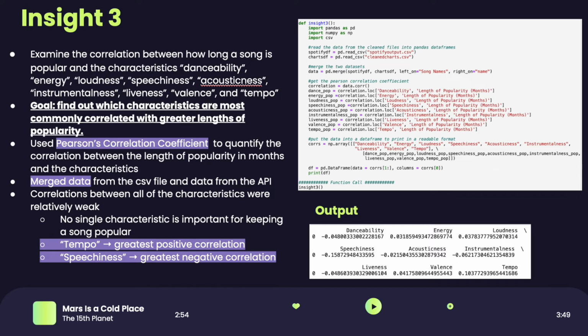All of these correlations are relatively weak, but when we look at the extremes, we can see that tempo had the greatest positive correlation and speechiness had the greatest negative correlation, which makes sense because sometimes the tempo of a song being fast can make it catchy, so the song is able to stay popular for longer, whereas songs that are too talky might not be able to capture people's attention and annoy them for a while.